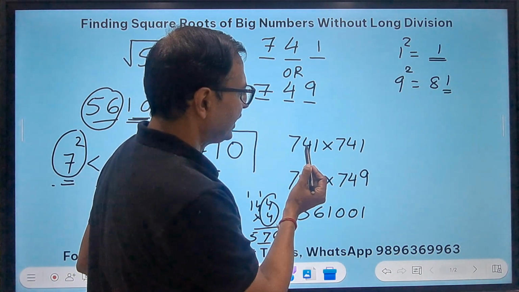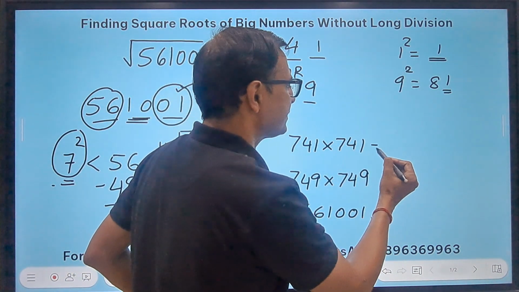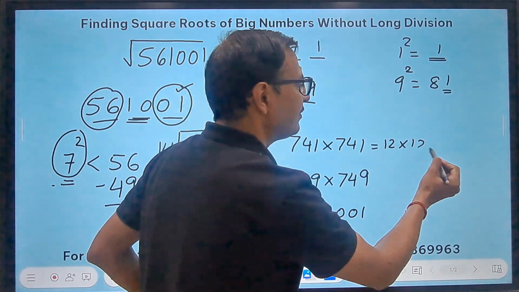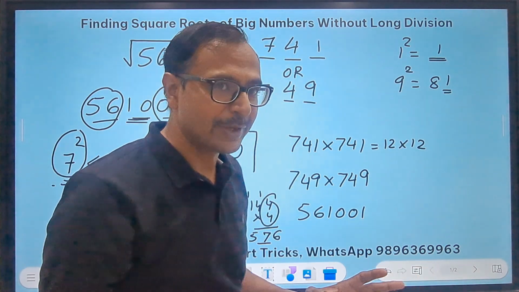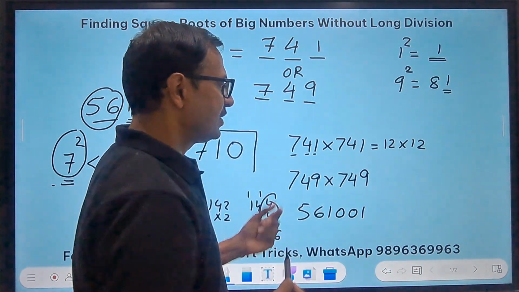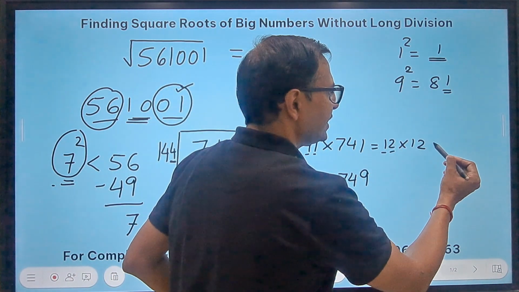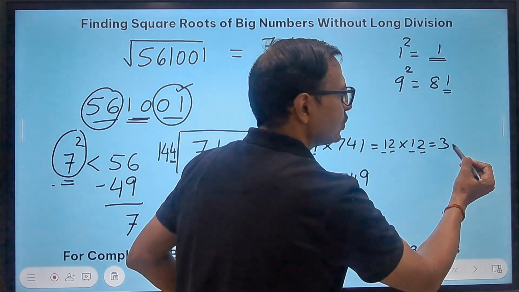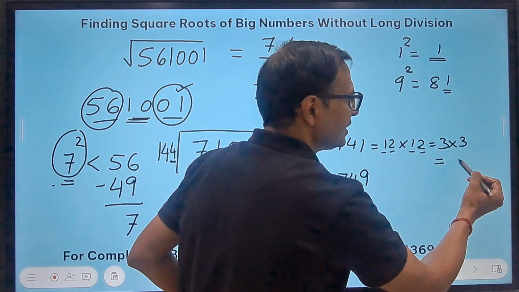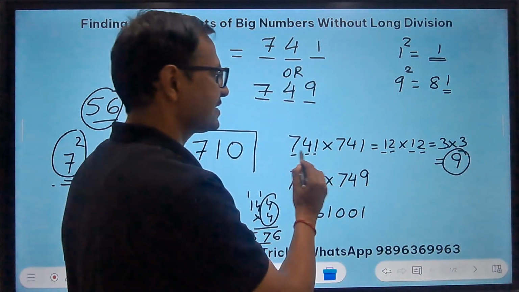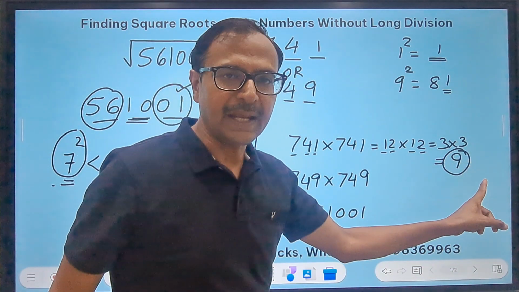7 plus 4, 11 plus 1, 12. So this is practically 12 into 12. See, I am not doing the calculation, okay? I am just adding up the digits. 12 and then 12. 1 plus 2 is 3 and 1 plus 2 is 3. So 3 times 3 is 9. So the single digit for this product is 9.